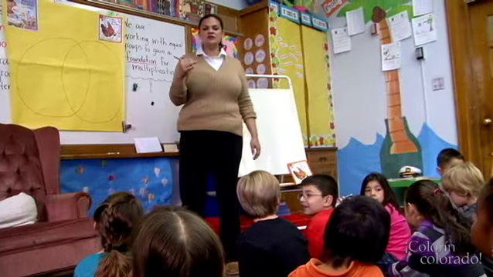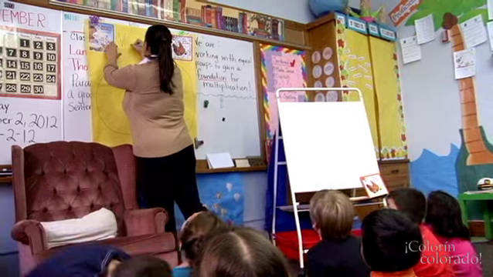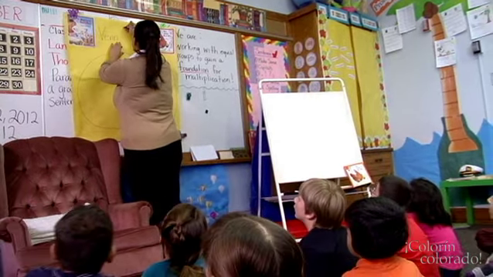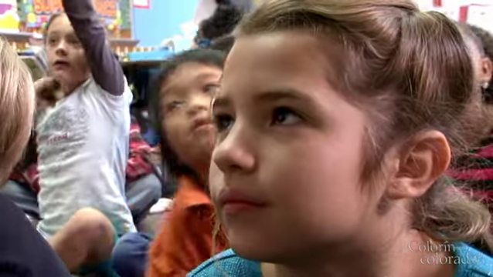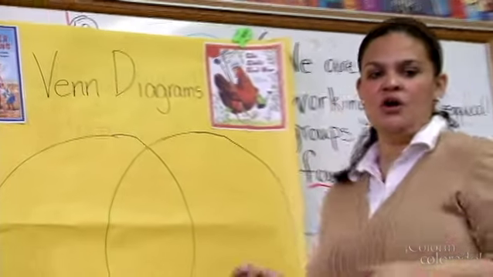Now we're going to take some time and we're going to do our Venn diagram, okay? All right. So when we do Venn diagrams in here, we're looking at how some things are alike and also how they are different. Who remembers?